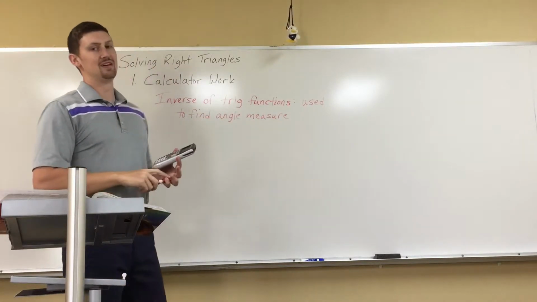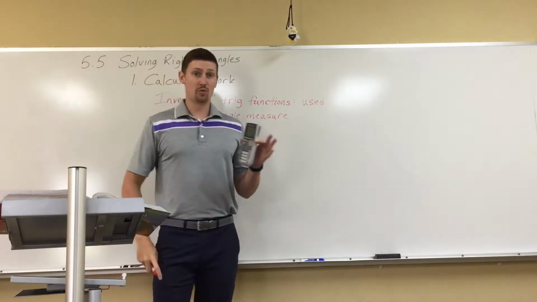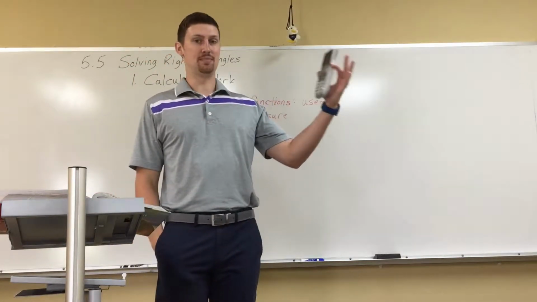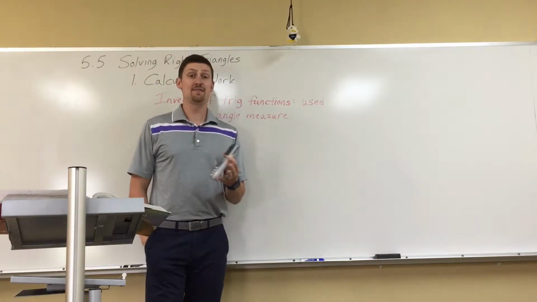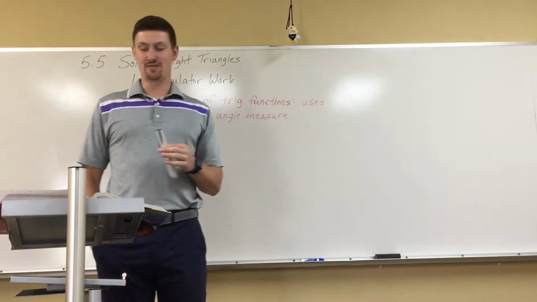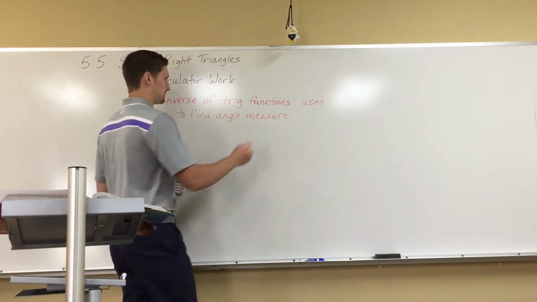So, of course, sine, cosine, tangent are normally used to find sides. For instance, you could take sine of an angle equals opposite over hypotenuse. Find a side. Inverse sine would allow you to actually find the measure of an angle. Okay, find the measure of an angle. So, they're used to find angle measure.